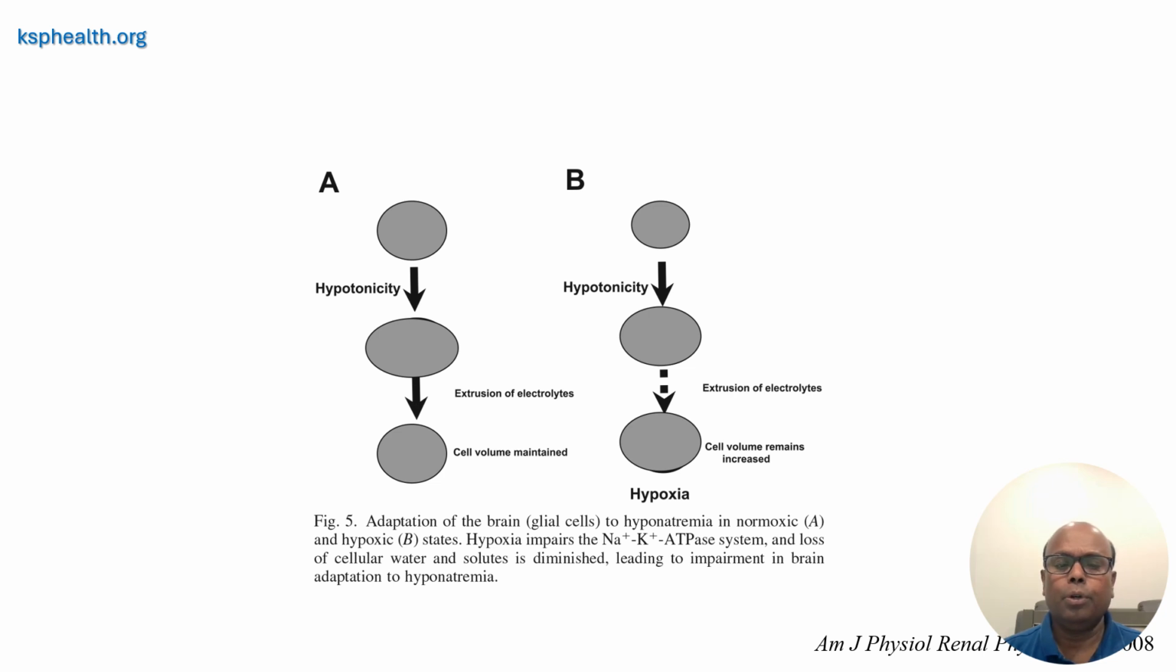A shows normal adaptation of cells, in this case, brain cells. When there is a low serum sodium, the extrusion of electrolytes happens, thus cell volume is maintained. In the presence of hypoxia, the extrusion of electrolytes does not happen because hypoxia impairs the sodium-potassium ATPase system. As a result, cytotoxic cerebral edema ensues when there is hypoxia along with hyponatremia.